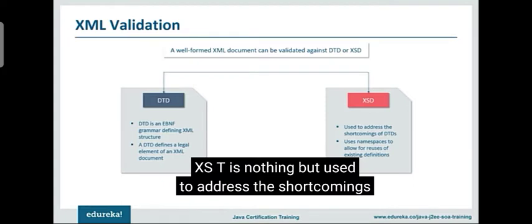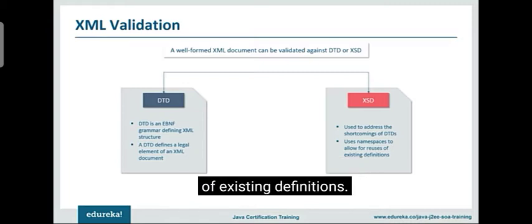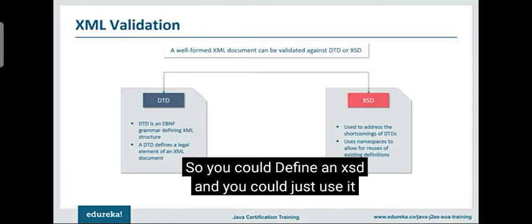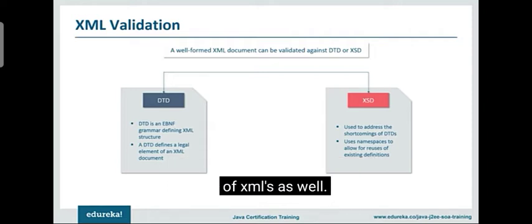XSD is used to address the shortcomings of DTD, and uses namespaces to allow reuse of existing definitions. So you could define an XSD and just use it, or through namespacing, you can have it within other pieces of XML as well.